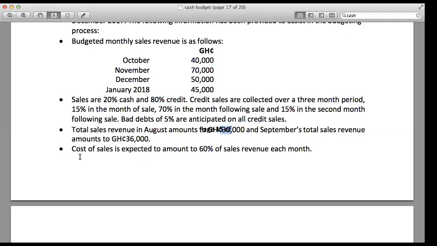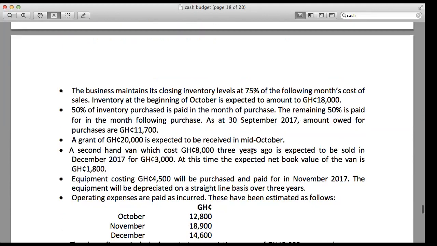And let's move on. Cost of sales is expected to be 60% of sales revenue each month, as we saw last week. Now, the business maintained its closing inventory at 75% of the following month's cost of sales. That one helps us to know the purchase figure as we did last week. Inventory at the beginning of October is expected to amount to 18,000. We saw this last week. 50% of inventory purchases is paid in the month of purchase, and the remaining 50% is paid in the month following purchase.